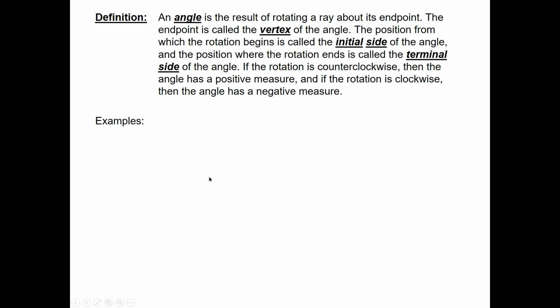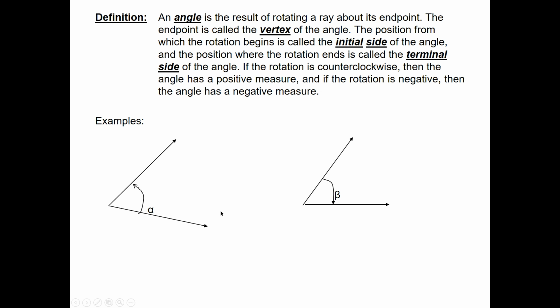So some examples of this. Okay, here's my angle alpha. We usually indicate how we rotate it. So you can see I rotated counterclockwise, so alpha is positive. If I started from up here and gone clockwise for beta, then that's negative. So alpha is a positive angle, beta is a negative angle. This is the initial side, that's the terminal side. And this one, that's the initial side, that's the terminal side. So alpha is positive and beta is negative.